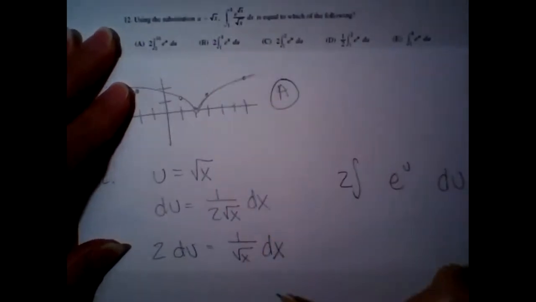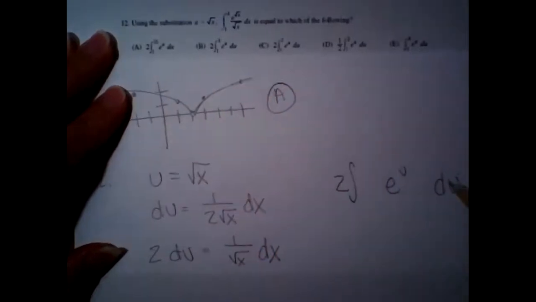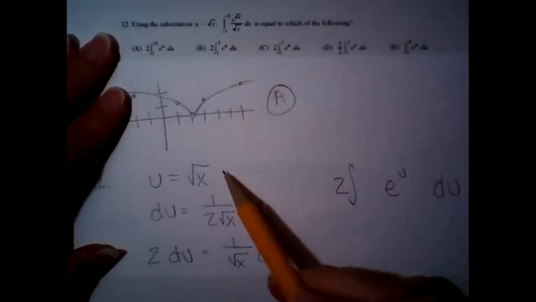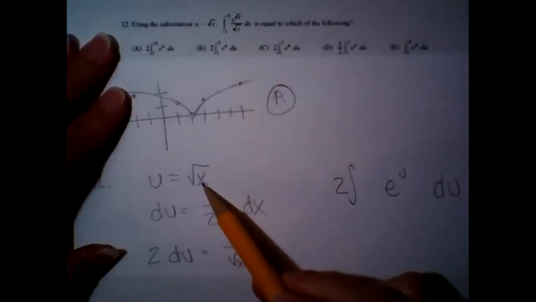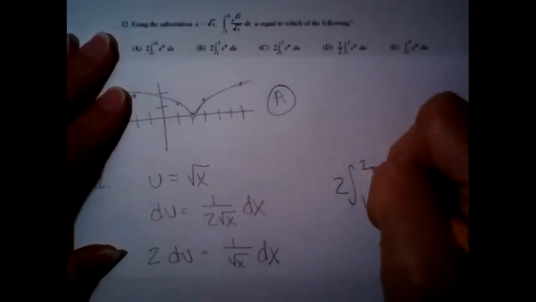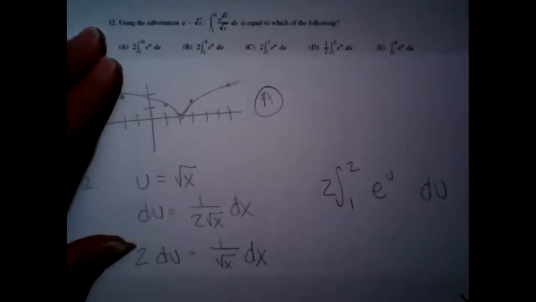They all say that. And also, if you know this 2 is going to be out front, you can narrow it down as well. Last thing you have to do is adjust the boundaries. You're going to plug in 1 and 4 for x right here. So if you plug in 1, square root of 1 is 1. If you plug in 4, square root of 4 is 2. So 2 integral 1 to 2, e to the u du. So that one is C.